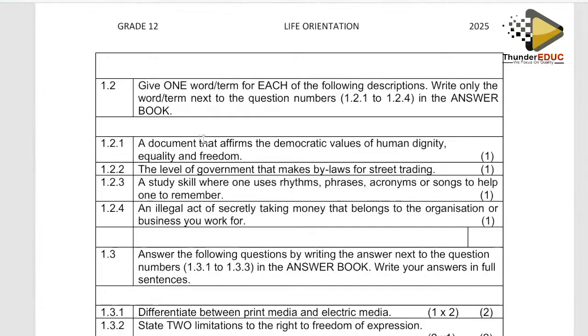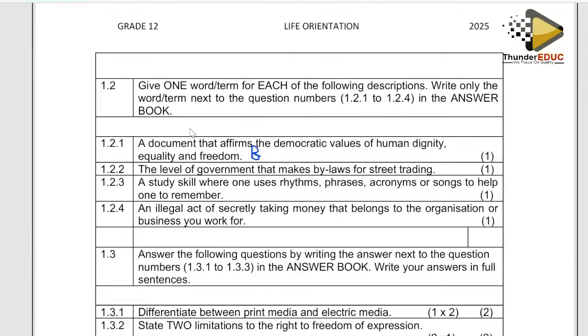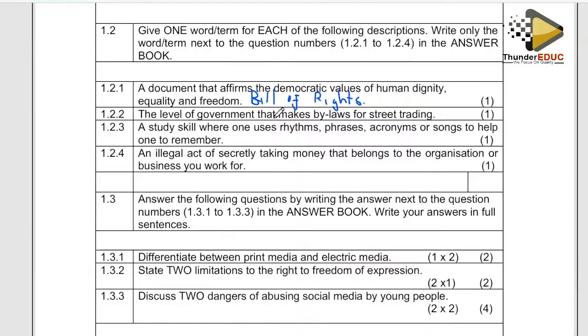1.2.1, a document that affirms the democratic values of human dignity, equality, and freedom. This particular document is known as the Bill of Rights. It is the document which affirms democratic values of human dignity. So it is the cornerstone of South Africa's democracy. It is known as the Bill of Rights.